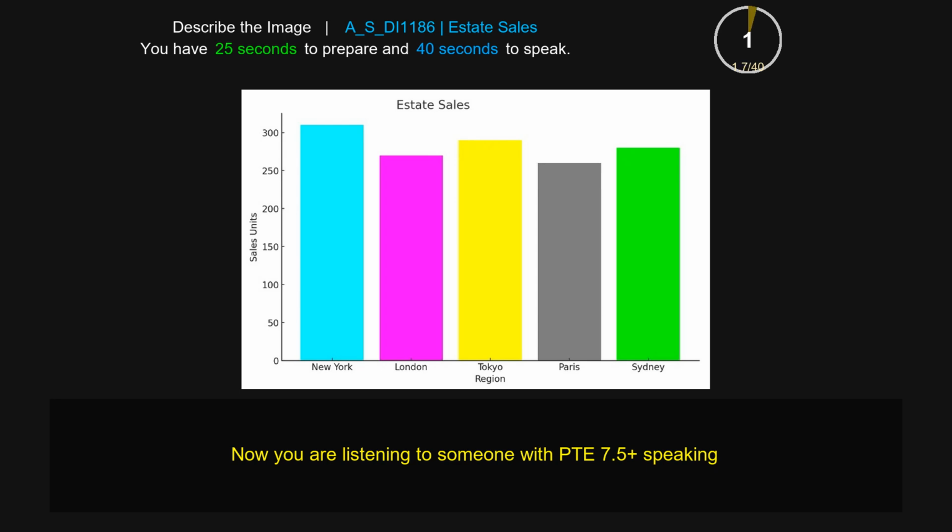The title of the bar graph shows the important information about the estate sales. On the x-axis we got New York, London, Tokyo region, Paris and Sydney, while on the y-axis we got 0, 50, 100 up to 300 sales of units. In estate sales the maximum area is covered by New York, which is 300 sales of units, followed by London, Tokyo and Paris, and the minimum estate sales covered by Sydney, which was 250 sales of units.